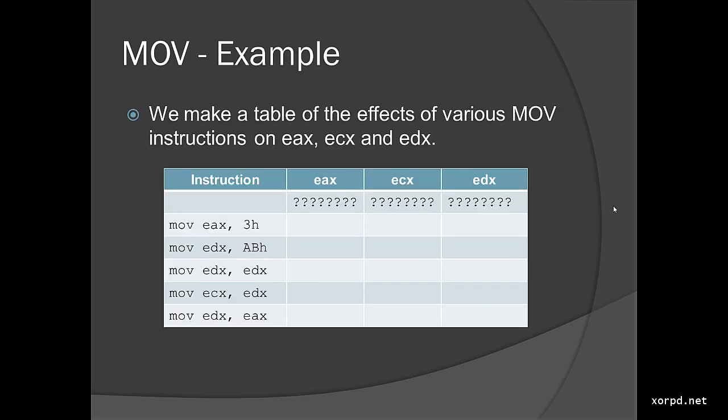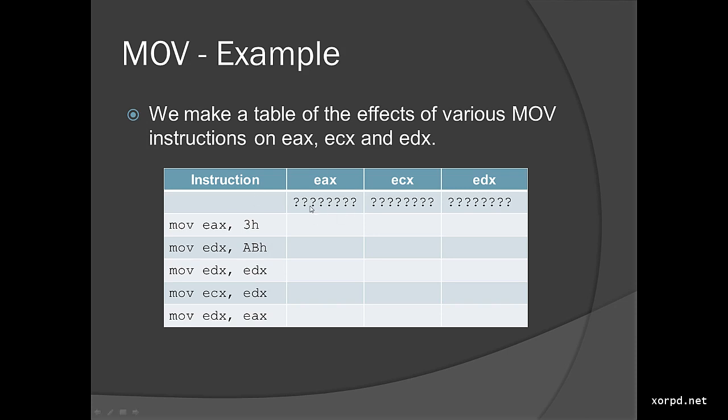Let's look at an example of how move works. We make a table of the effects of various move instructions on EAX, ECX, and EDX. I mark here with question marks the fact that initially we don't know what's inside EAX, ECX, and EDX. Note that there is always something in EAX, ECX, and EDX. There is always something in there. Every bit in all of those registers must be 0 or 1. There is no such thing as question mark in the real world in the processor.